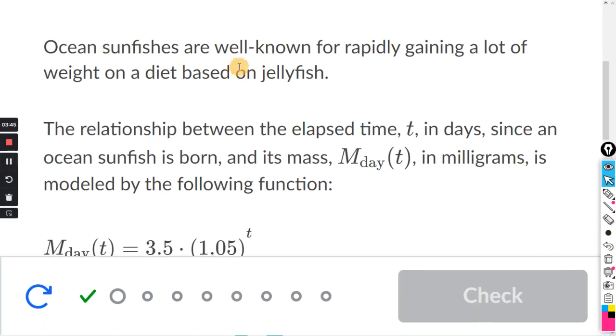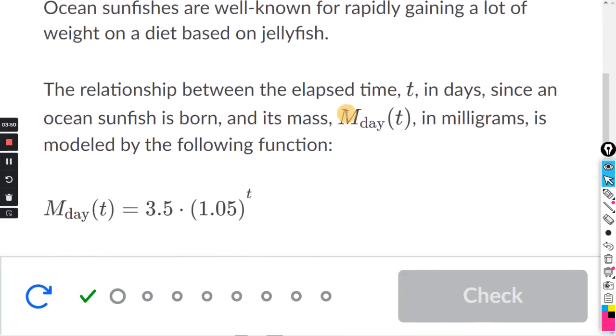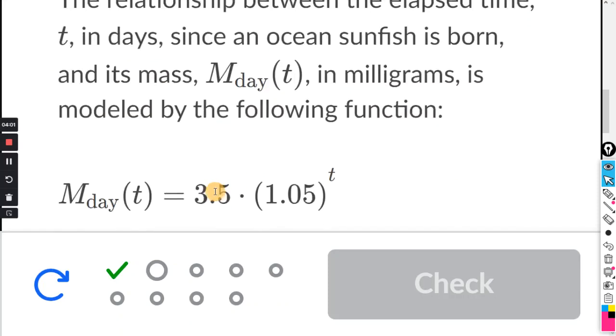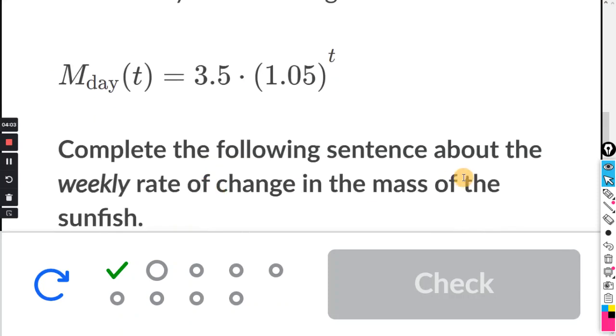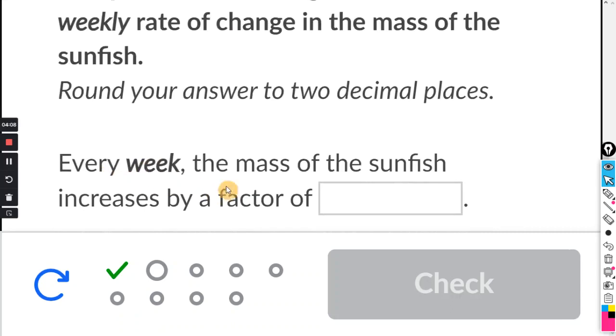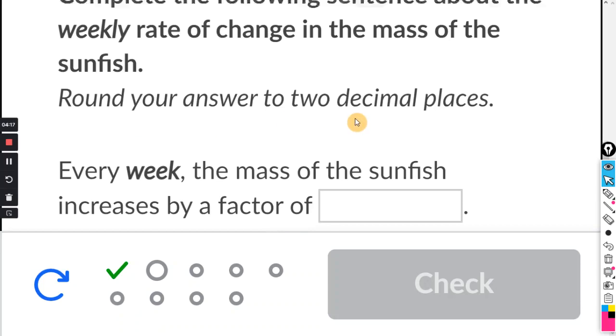Ocean sunfish is well known for rapidly gaining weight on a diet based on jellyfish. The relationship between the elapsed time t in days since the fish is born and m in milligrams is modeled by the function. Complete the sentence about the weekly rate of change. Okay, they want to know each week the mass increases by a factor of. If you see factor of, that means multiple of. Okay, and round to 2 decimal places.